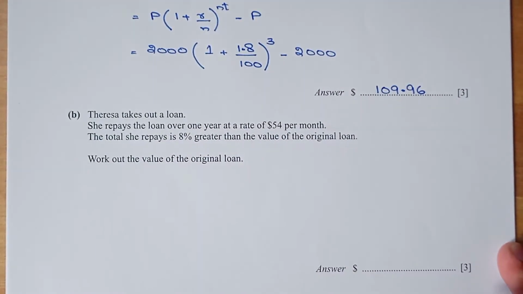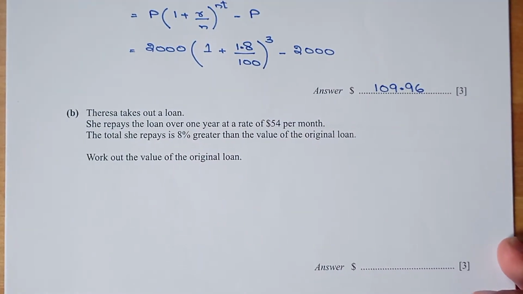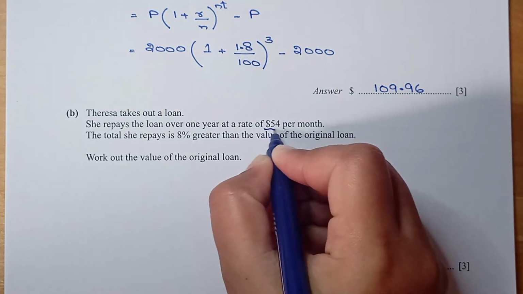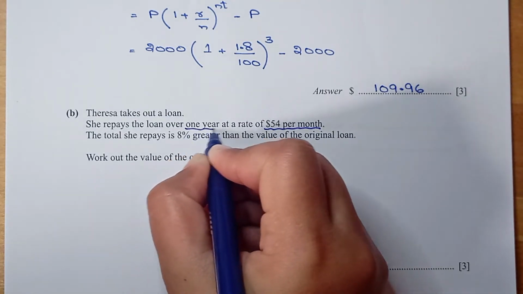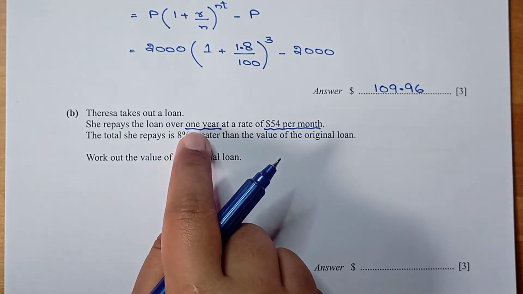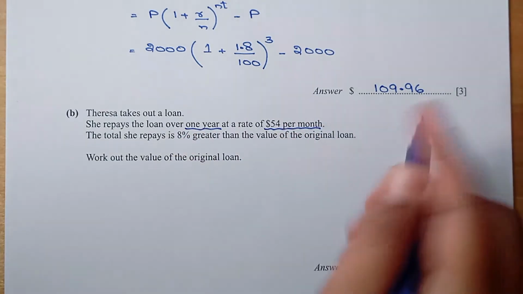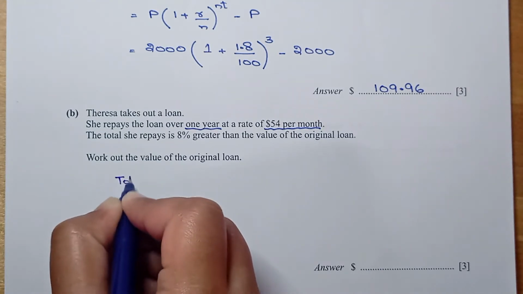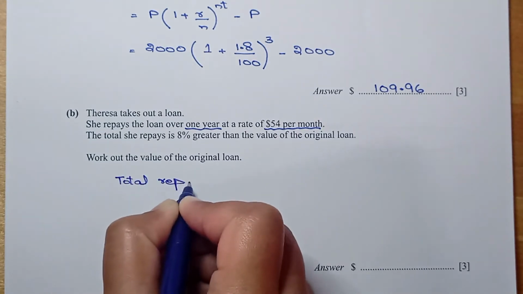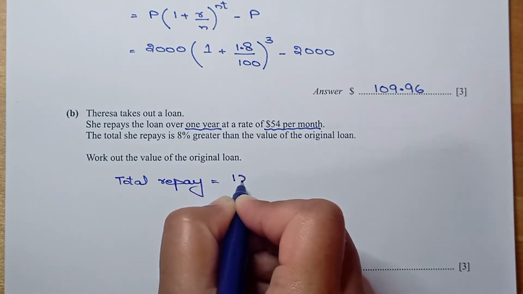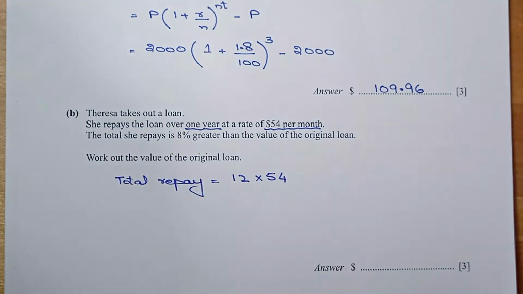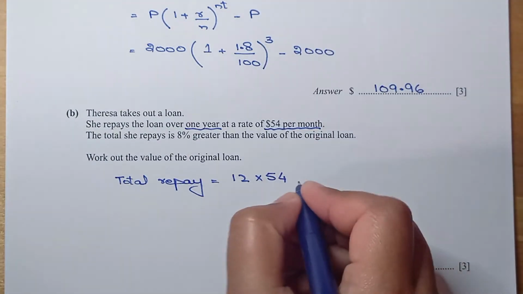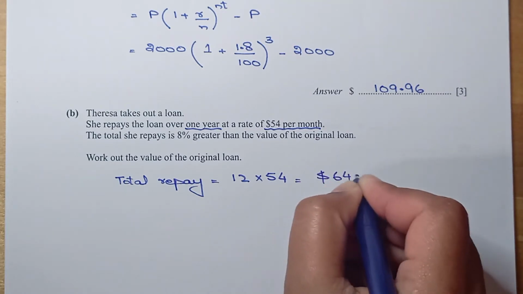Now for the B part, Teresa takes out a loan. She repays the loan over 1 year at a rate of $54 per month for 1 year. Okay, as we know that 1 year has 12 months, we need to find the total she repays. Total repay will be 12 times 54, and 12 times 54 is 648. So this would be $648, right?